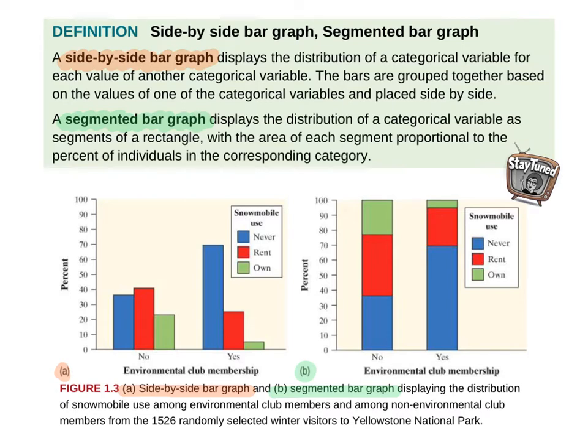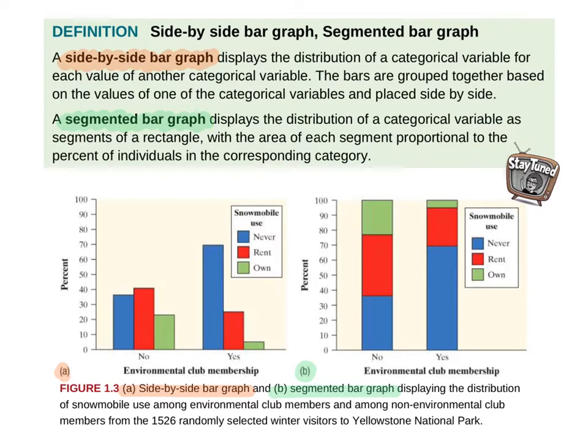So we have collected and organized that data, and now it's time for one of my favorite things to do with data, and that is to visually represent that data. We've talked about a bar graph before, and these are two different types of bar graphs when you have multiple variables. The first is a side-by-side bar graph, which displays our distribution of a categorical variable for each value of another categorical variable. So if you've got two, this is how you represent them.